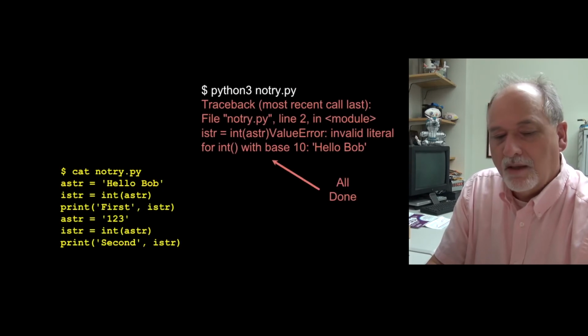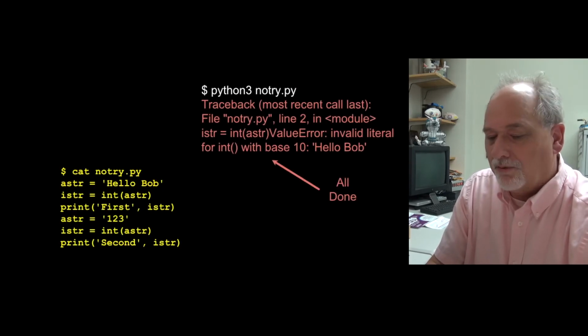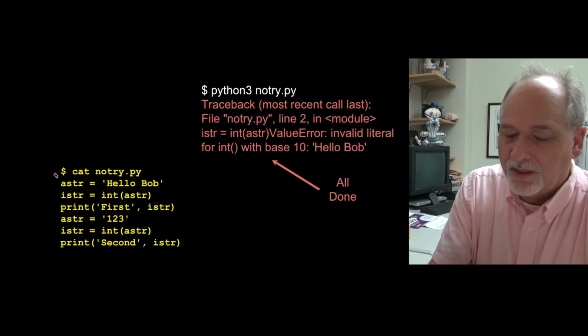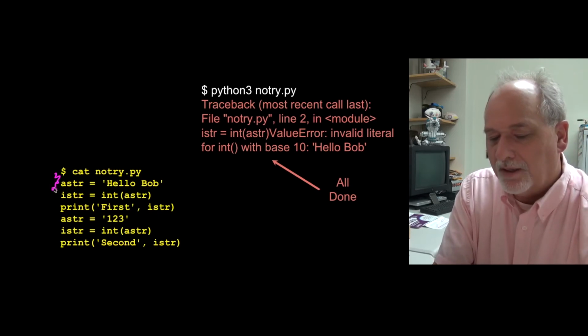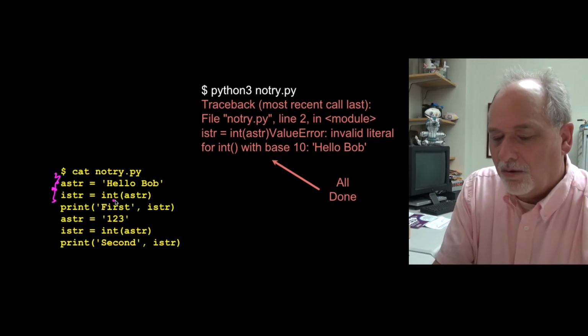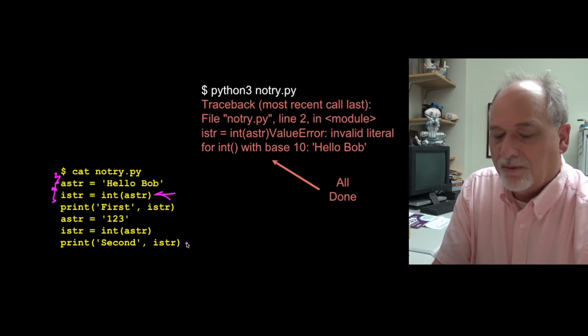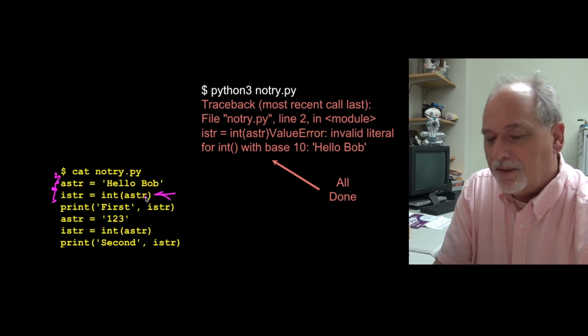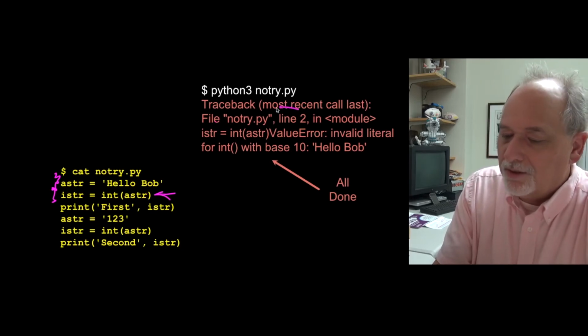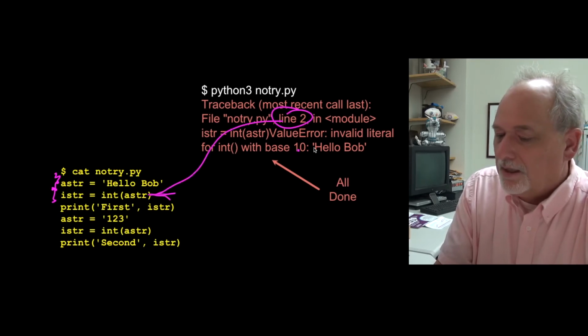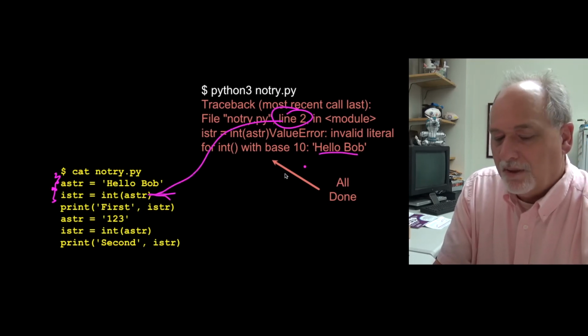And the problem is if you are running code, here's a little bit of code, we put hello Bob in and we convert it to an integer, and we know from past experience that this blows up. Right? You can't take hello Bob and convert it to an integer. It's just going to blow up. And here we are. It says, oh, you blew up on line 2. That's great.